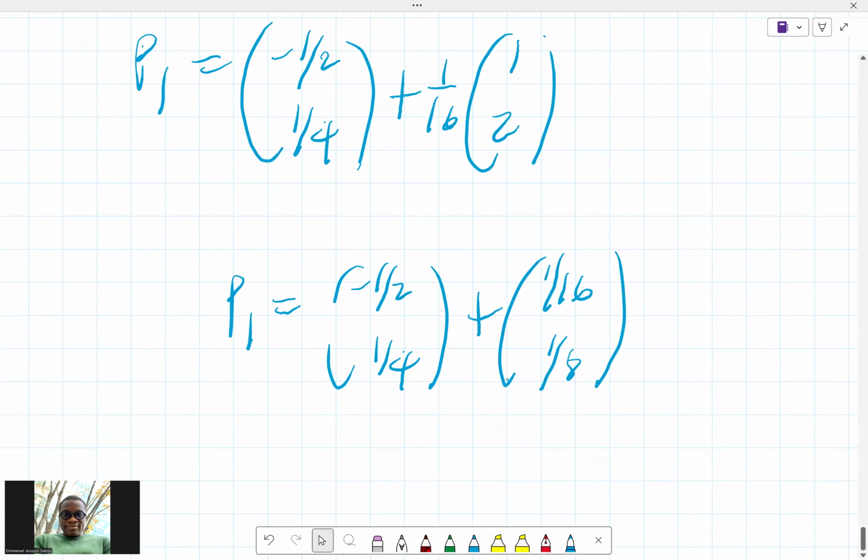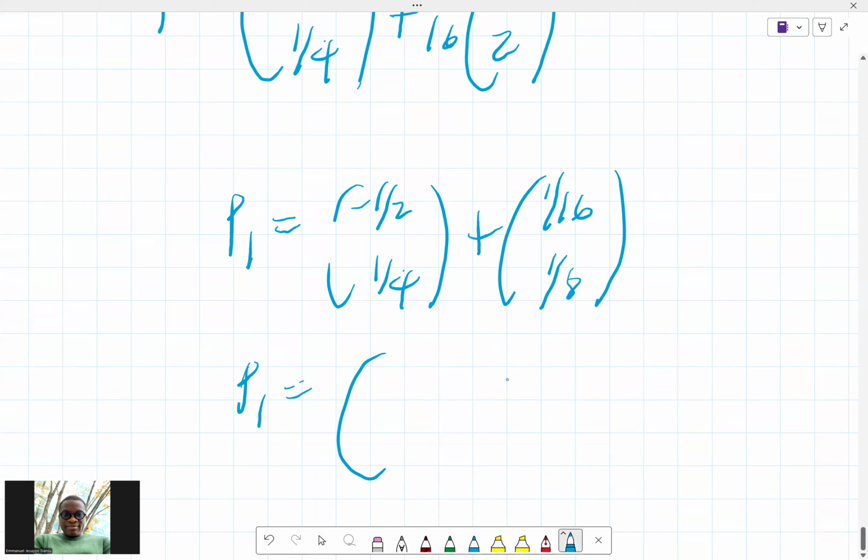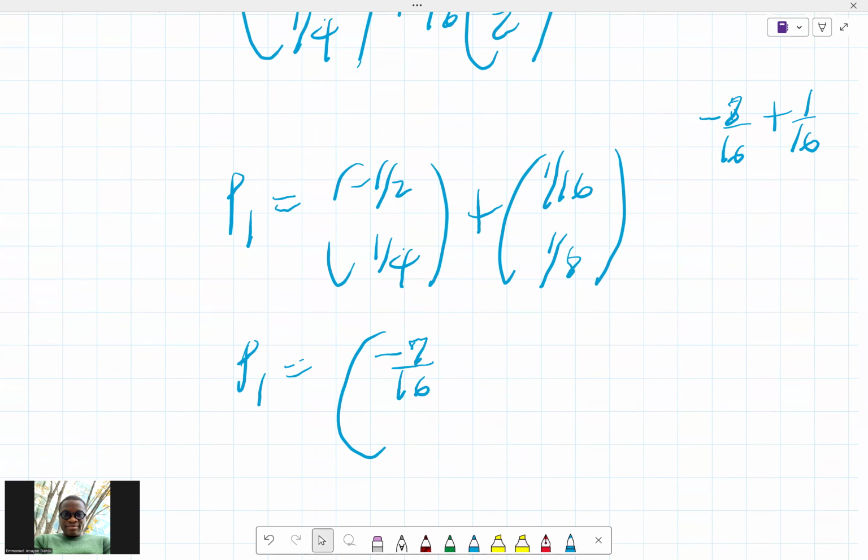So then we can do the smart thing. We just add these two together, right? So for this you have minus 1 over 2, which is like minus 8 over 16, plus 1 over 16. Just match the 16s together. So this is like minus 7 over 16 for the first one. And for the second one, 1 over 4 is like 2 over 8. Okay, 2 over 8 plus 1 over 8. So that is 3 over 8. Okay, to match the status, 3 over 8, like that.